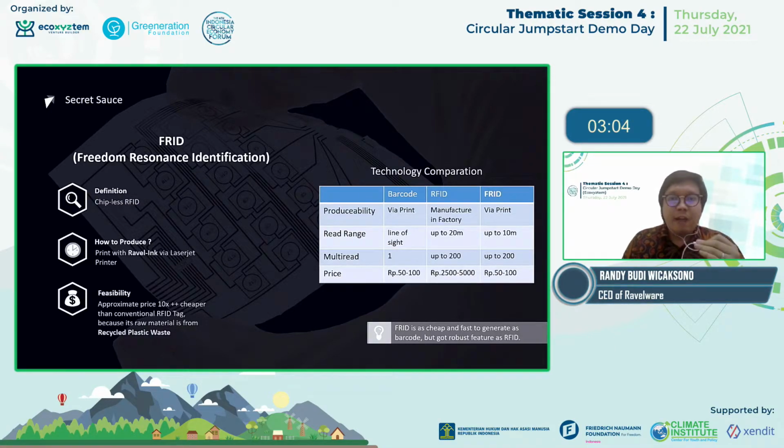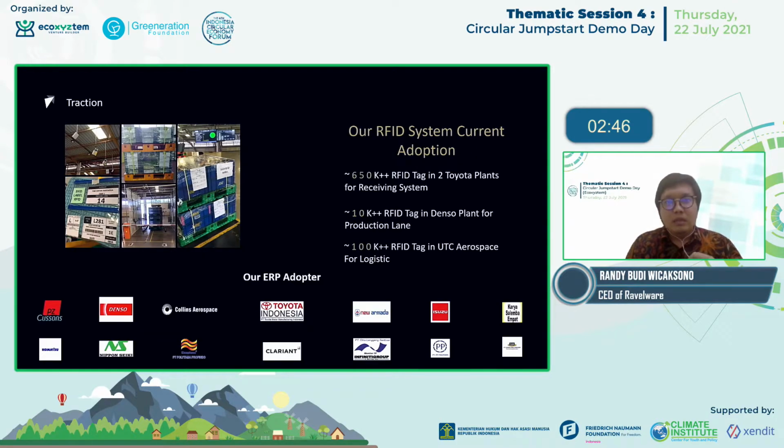It is basically the evolution of barcode and RFID. So cheap, but as robust as RFID. It is possible to make it much cheaper than RFID because it comes from graphene, which we synthesize from recycled plastic waste. Our current adoption so far: there are more than 600,000 RFID tags already deployed live in Toyota group. And we have also been adopted by other Indonesian high-end manufacturing companies like Denso, Isuzu, Komatsu, you name it.